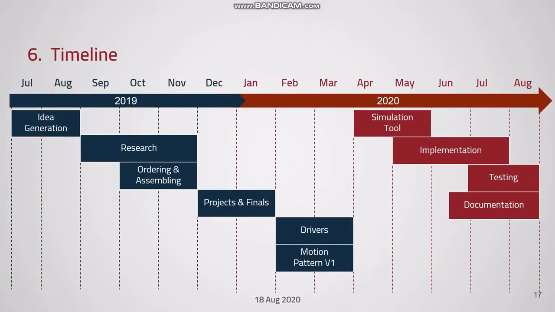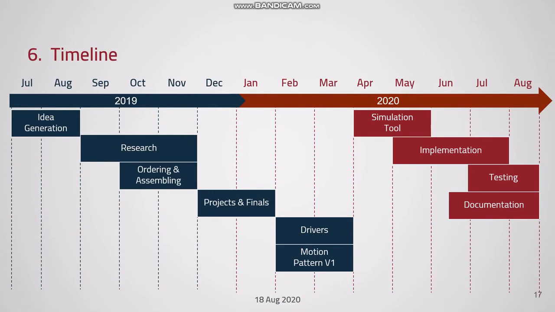This is the timeline that we followed through the year. During July and August was the idea generation. Then from September, October and November there was the research. We ordered the robot kit and assembled it. December and January were the projects and finals. February and March we implemented the drivers needed for the hardware, which are the communication protocol, the motor control drivers, and the ADC for reading the sensors.